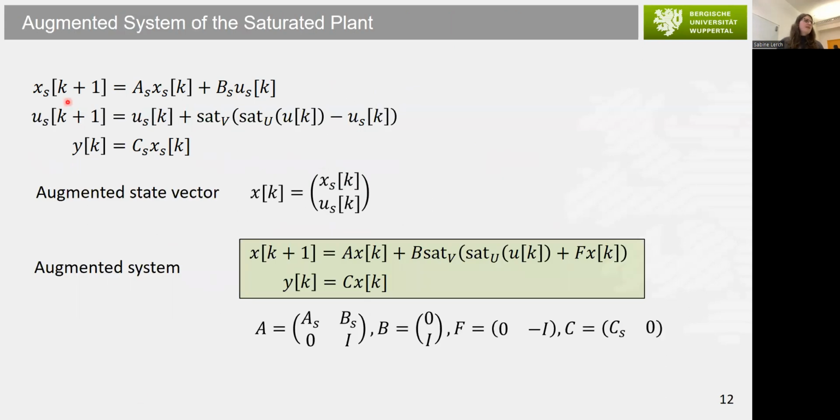Here we have again the state equations, which we have seen before. So XS are the states of the linear part of the system, and US are the states of the nonlinear actuator. Then we combine them to the new augmented state vector X, which leads then to this augmented system, which is only dependent on the new state vector X and the input U.